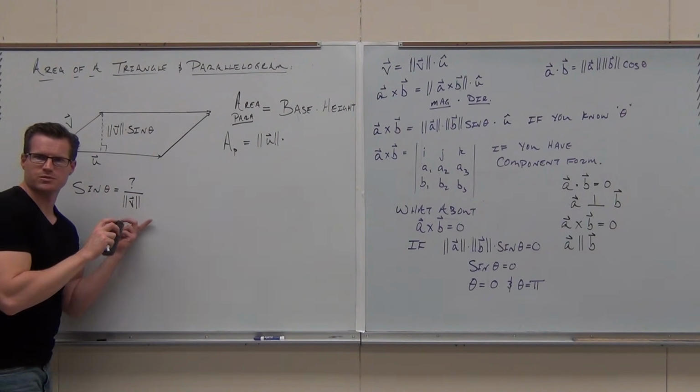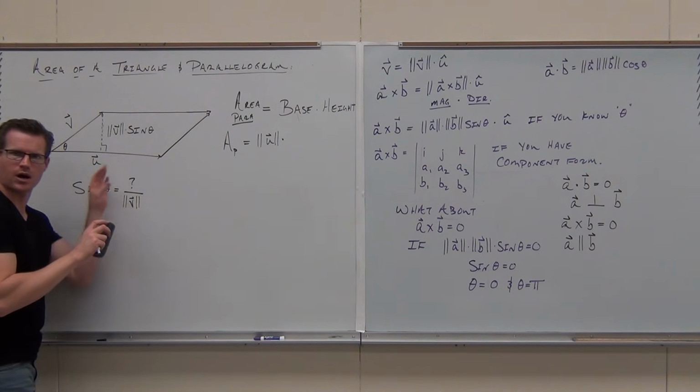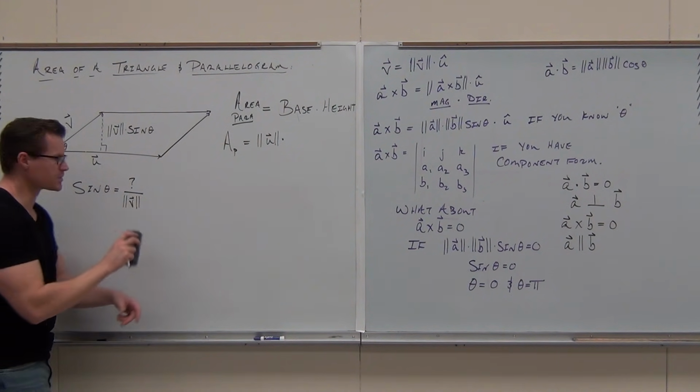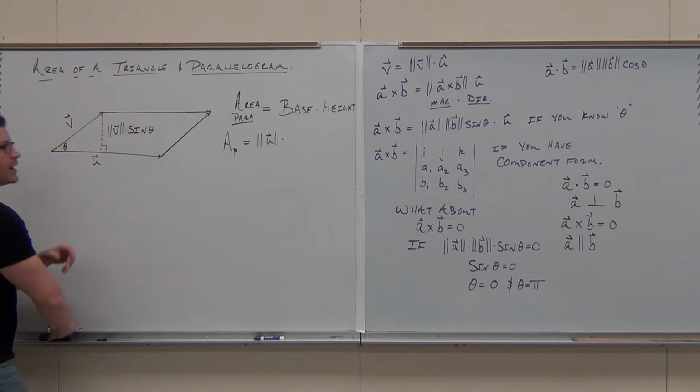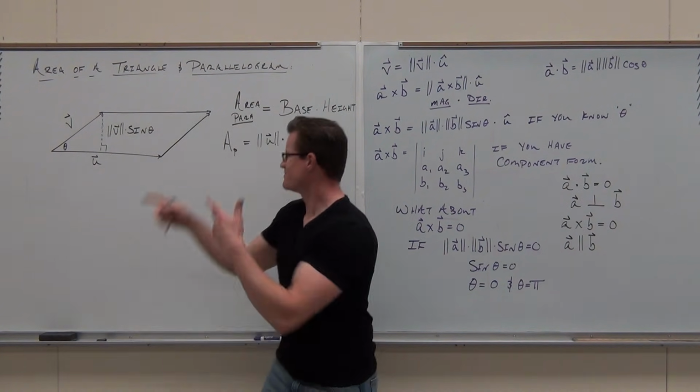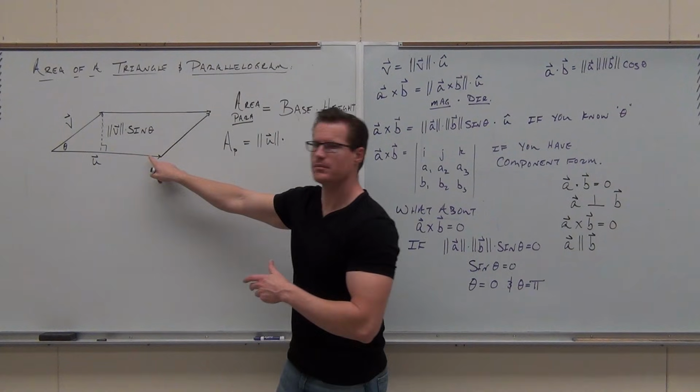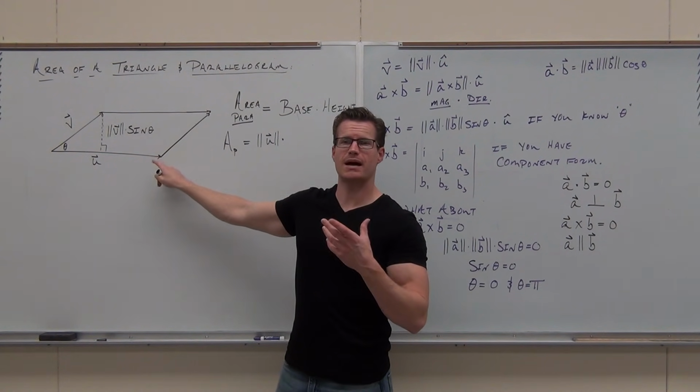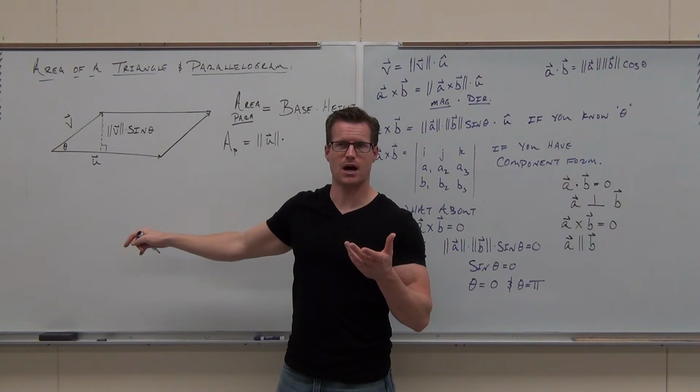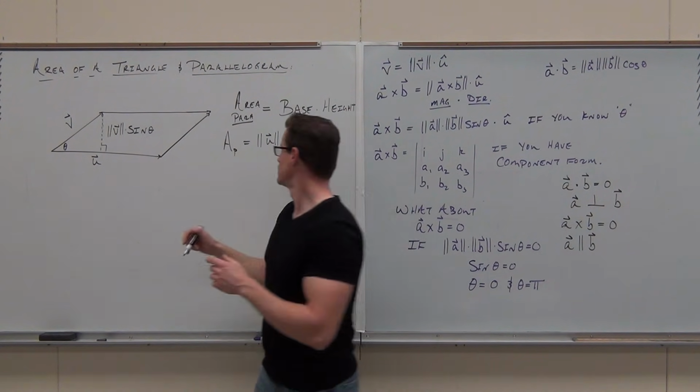Do you guys have questions on this before we continue? Do you guys see the relationship I'm talking about? Opposite over hypotenuse. Just solve for the opposite. And we have that. Hey, do we have a base? Yeah. We got this whole base, magnitude of u. Do we have a height now? Yep. What's the height?